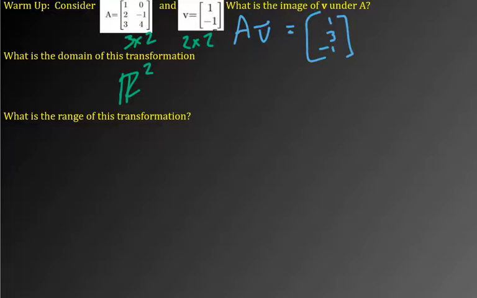But since it starts off with 2 rows, right, I wanted it to just be a vector. So I wanted it to be a 2 by 1. There we go. So any arbitrary 2 by 1 vector is like an R2 thing, right? So its domain is R2.